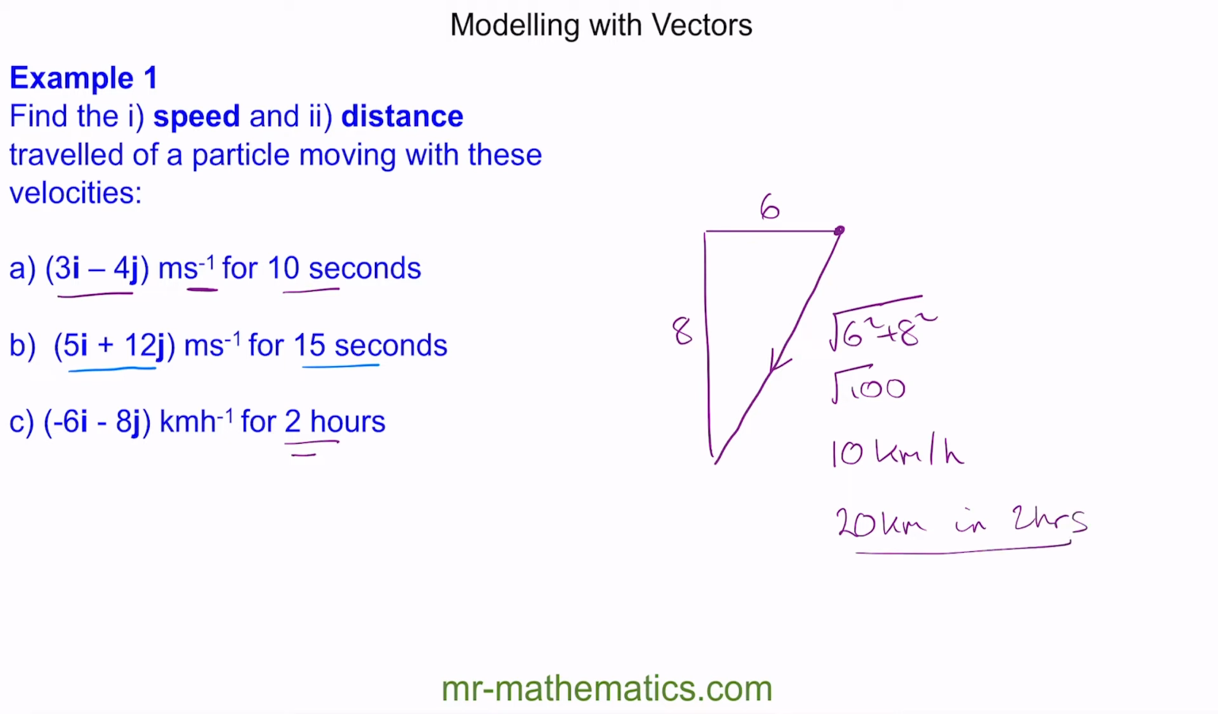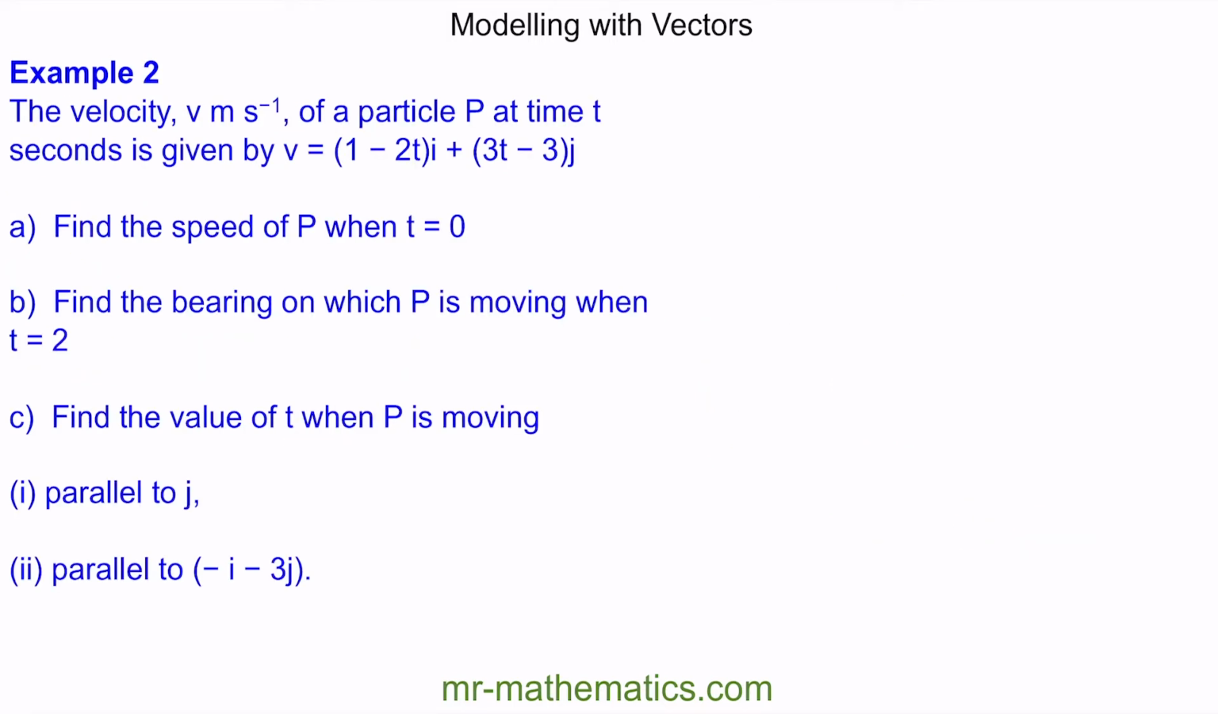Okay, let's try the next question. Okay, so now we've got an exam style question. The velocity v of a particle, P, at time t seconds is given by the velocity 1 minus 2t i plus 3t minus 3 j. And we've been asked to work out the speed of P when t equals 0. So to make this simpler, I'm going to write it as a column vector, where v is equal to 1 minus 2t, and then 3t minus 3.